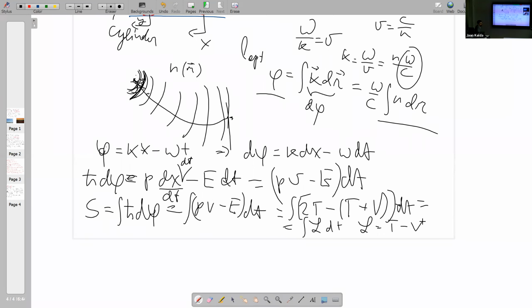Yes. This is the same method used to get the brachistochrone. Sorry? The brachistochrone curve. Like the path that takes the least time for a ball to fall. Yeah, the same. You can try. You can do it.